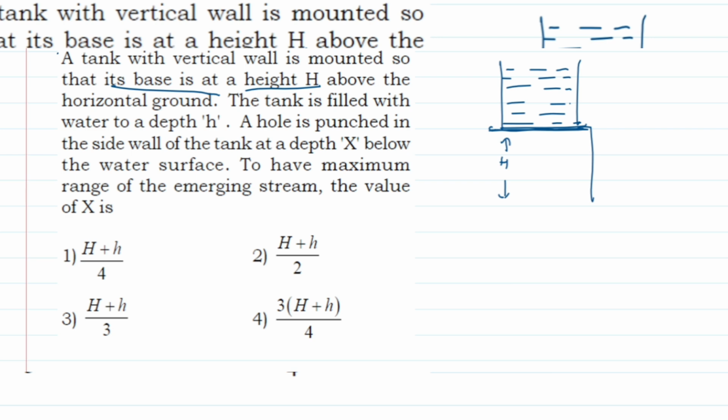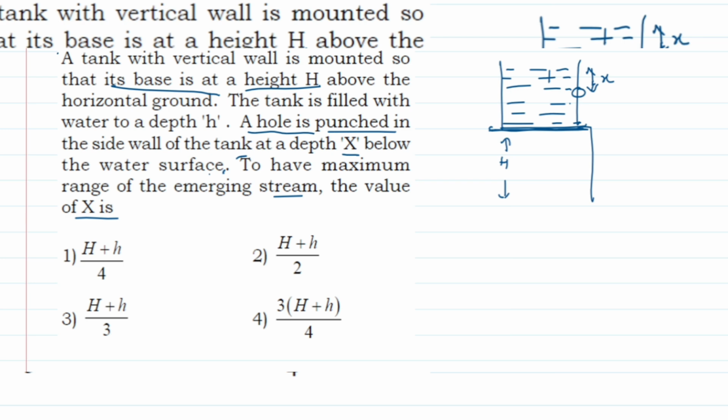Now a hole is punched in the side wall of the tank at a depth x. Hole you are going to be placing here at a depth given as some x distance. This is about x distance you can take below the water surface. To have the maximum range of the emerging stream, the value of x they are asking.